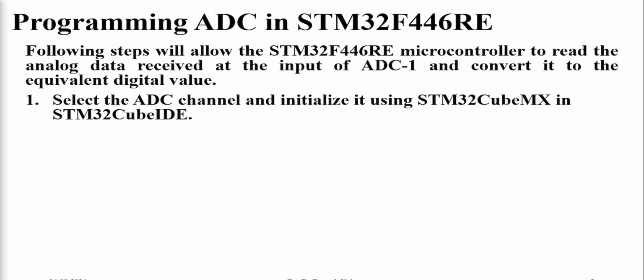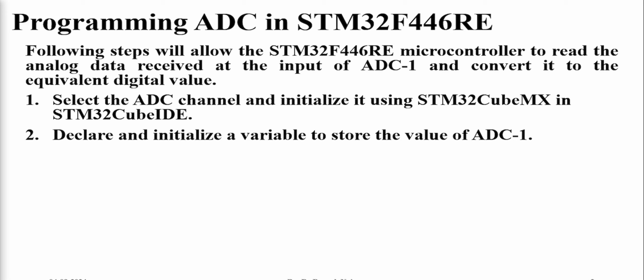First, we will be selecting the ADC channel on which we want to perform the analog to digital conversion. For that, we will be using STM32 CubeMX for initializing and configuring the A to D. STM32 CubeMX is an integral part of STM32 CubeIDE. Secondly, we will be declaring and initializing a variable to store the value of analog voltage which is received at the ADC channel number 1.